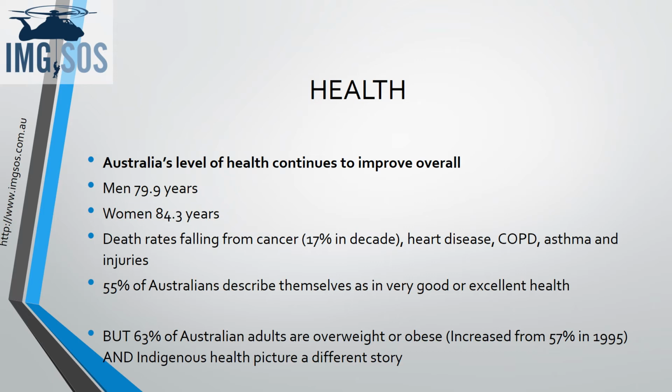The other thing is that this health picture that I'm describing here with these mortality and survival rates is for all Australians. If you separate out the health picture for Aboriginal and Torres Strait Islander people, the outcomes are much, much different. And we'll talk about them in detail, but I think it's important to know that overall we're doing okay, but some pockets of the population are not doing well at all.